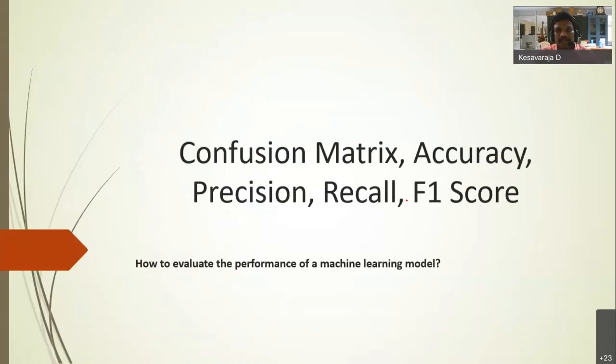So confusion matrix, accuracy, precision, recall, and F1 score. These are very essential for evaluating the performance of a machine learning model. They are excellent metrics used for finding the performance of a machine learning model or of any algorithm. So it's very essential. Please listen carefully, just for a real-time example.